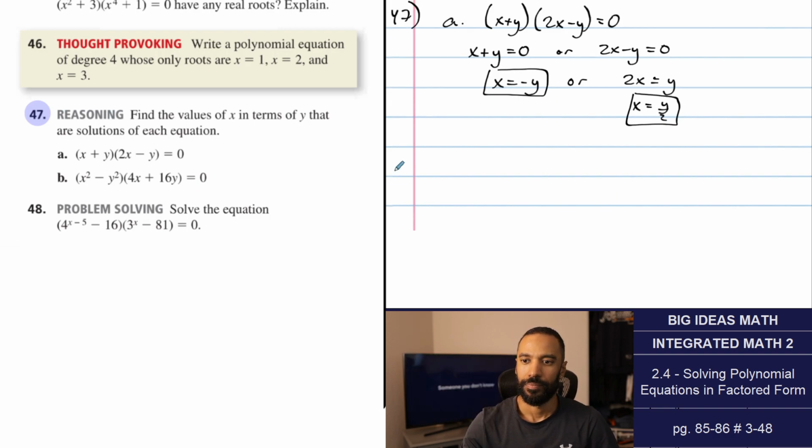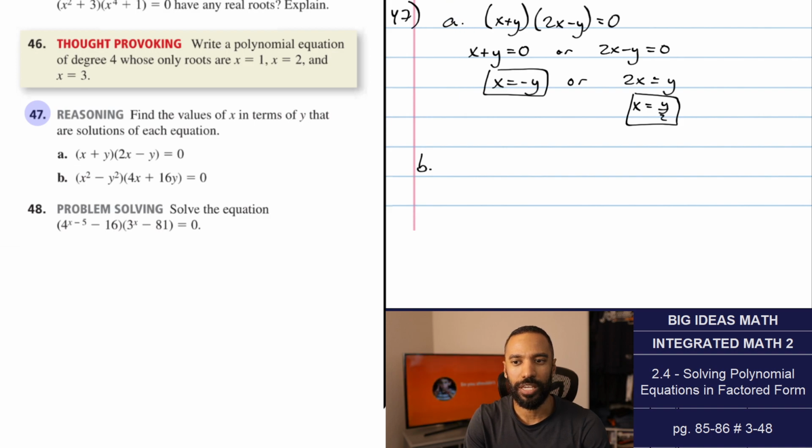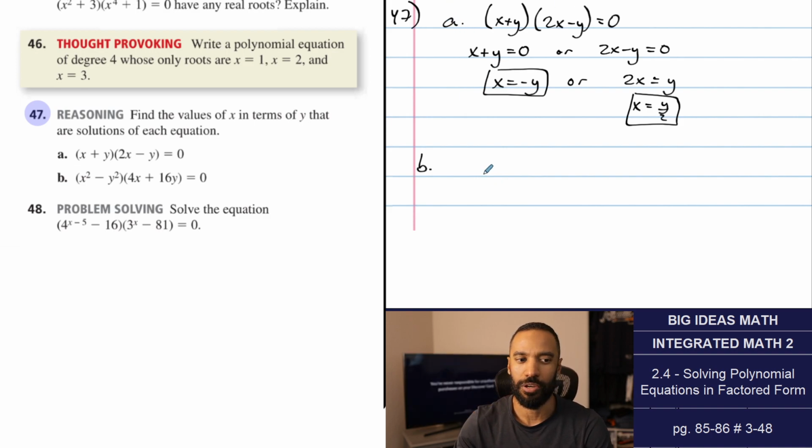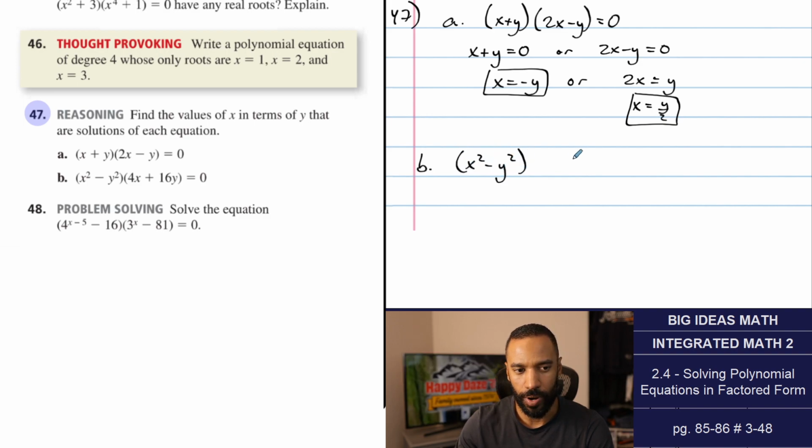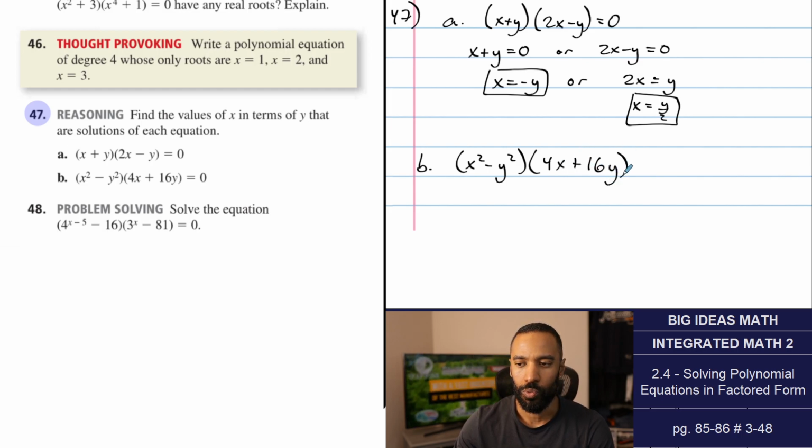Part B. Okay, when I'm looking at part B, it's looking a little bit like it expects us to know something about quadratics and such. I don't think you're expected to know how to factor a difference of two squares yet. So we will be talking about roots here.